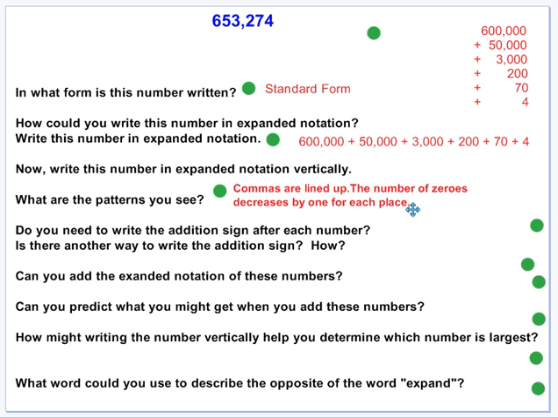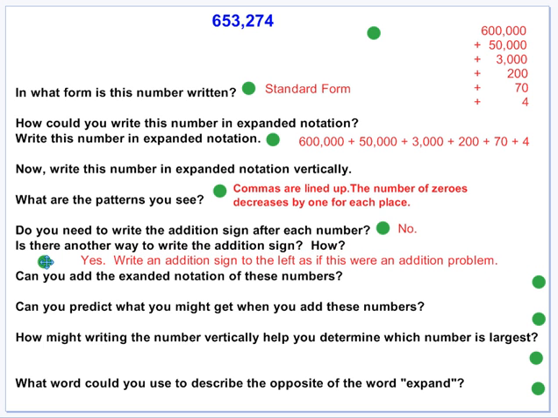Something that you could add to the main discussion board is other patterns that you see in the expanded notation. Do you need to write the addition sign after each number? No, you don't have to. Is there another way to write the addition sign? Yeah, we can just write the one addition sign, right? And we would get rid of all of these other ones right here and just have this one down at the bottom like a normal addition problem.